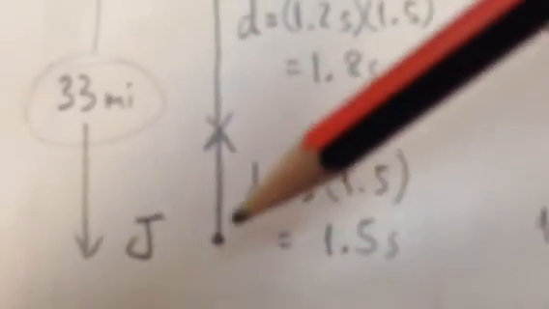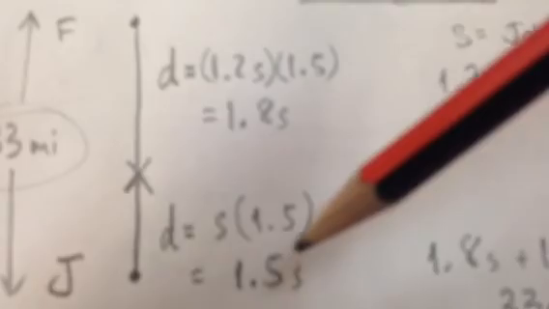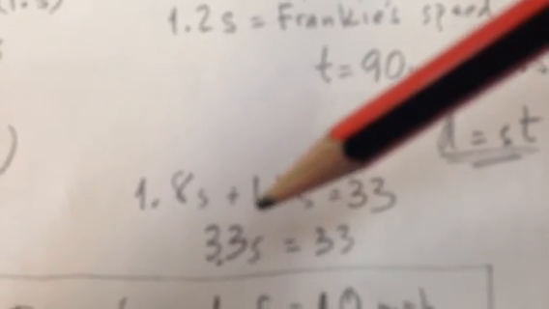And looking over here at the diagram, Frankie rode this far. Johnny rode this far. The total distance is 33 miles, but we don't know how far each person rode. But if you do work out the speed times time equation for Frankie's distance, you get 1.8 s. When you do the same thing over here for Johnny's distance, speed times time, well, that's just 1.5 s. Now, we know that they rode a total of 33 miles. So if you add up each person's distance, it equals 33. So when you add up 1.8 s and 1.5 s to equal 33, you get 3.3 s. How convenient is that? It equals 33, and so the speed is 10 miles per hour.